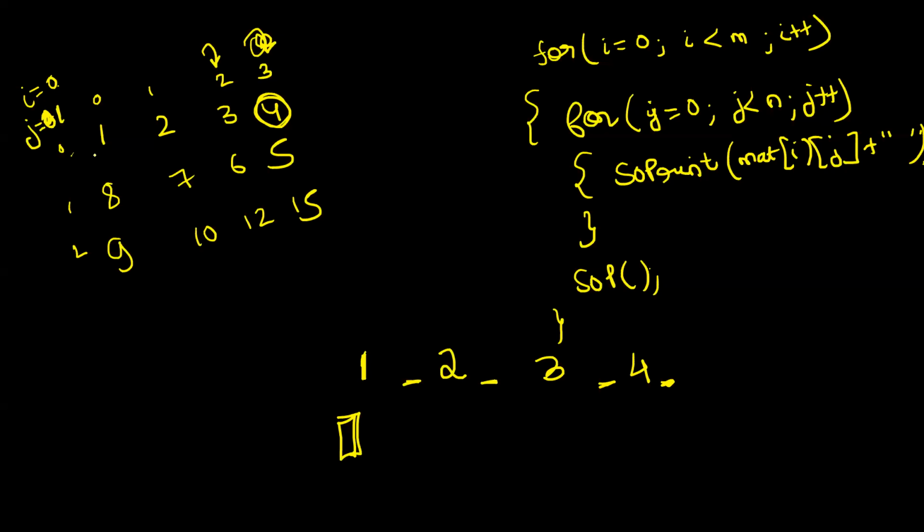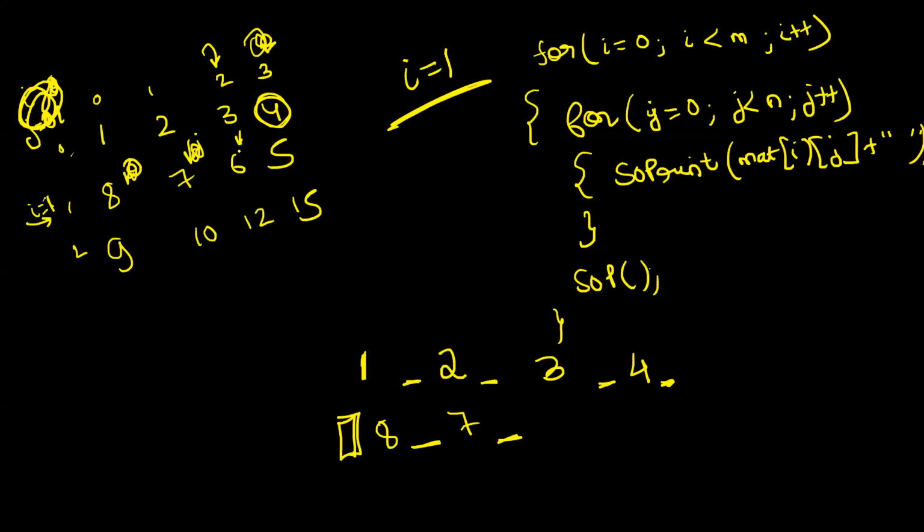Then I plus plus happens. So when I plus plus happens, the value of I becomes 1. That is, I am looking at the row with index number 1. I am at this row. Now what will happen? Again, J will start from 0. So what is mat of ij? Mat of 1, 0, that is 8. So 8 will be printed. Again, I print a space. Then the value of J will become 1. So mat of 1, 1 will be printed, which is 7. Again, a space is printed. J comes to 2. Mat of 1, 2 is printed, which is 6. Are you guys getting what is happening?